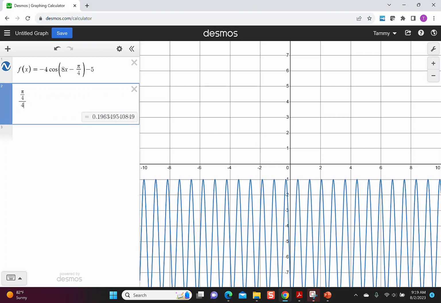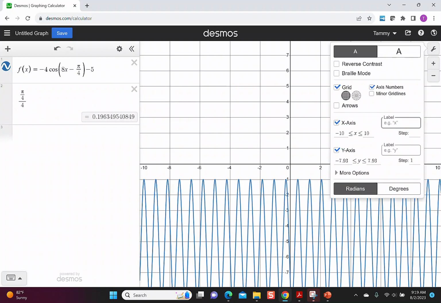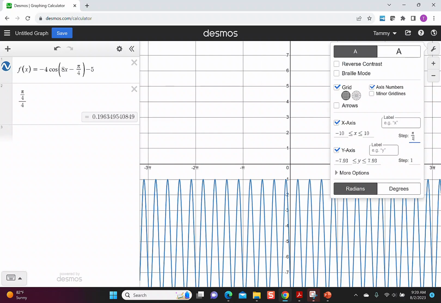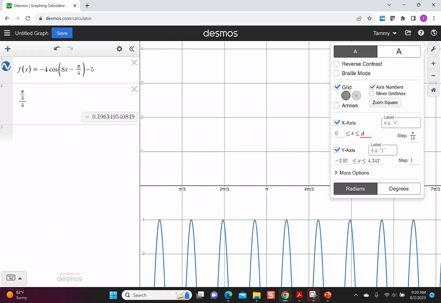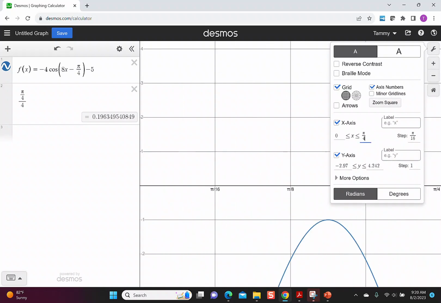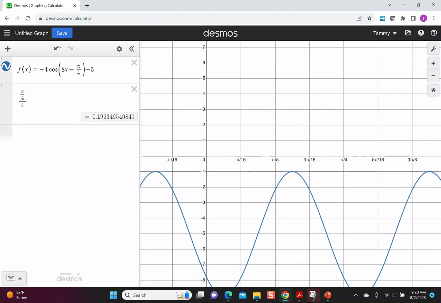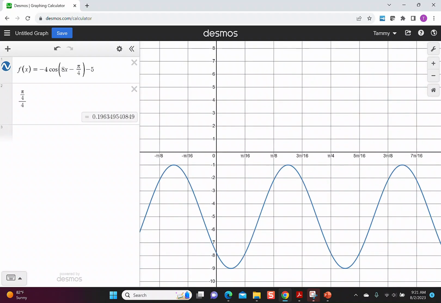which will give us pi over 16. So in the settings, I'm going to go to the step for the x-axis and I'm going to put pi over 16. And to zoom in a bit, I'm going to go from 0 to pi over 4 to try to see one full period. This helps us to zoom in a little more and see the function in its entirety. It may help to put in the midline of y equals negative 5. That way we can see the highs and the lows of the graph.